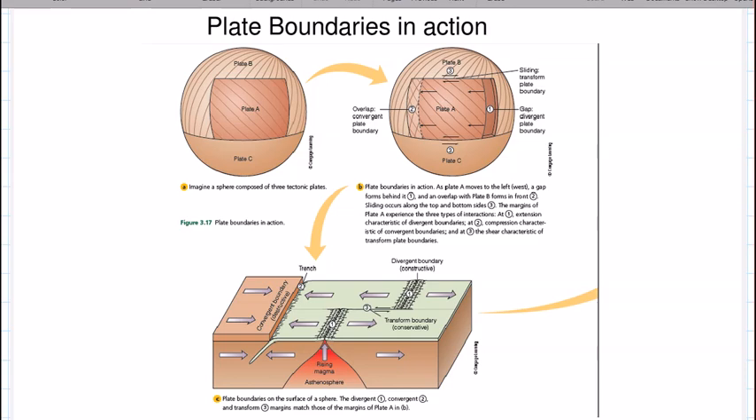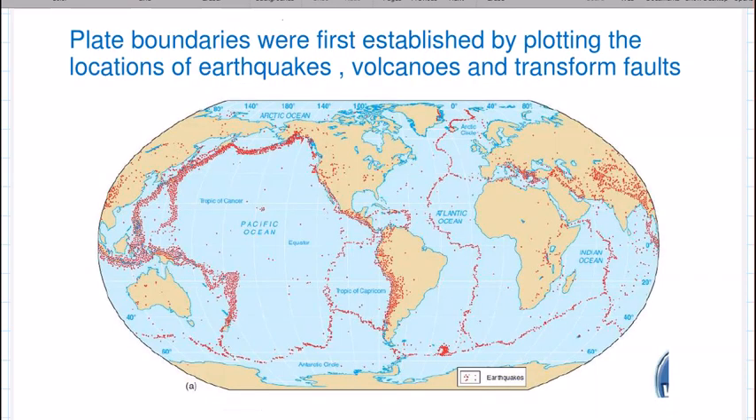Okay, so here you can see the plate boundaries in action through a spherical model of the Earth. This is just to show you how plates move, in which direction they are moving, right? One more thing is that plate boundaries were first established by plotting the location of the earthquakes, volcanoes and transform faults. So when we plotted the earthquakes, volcanoes and transform faults, only then did we know about the plate boundaries. Okay, so this is a very important point.